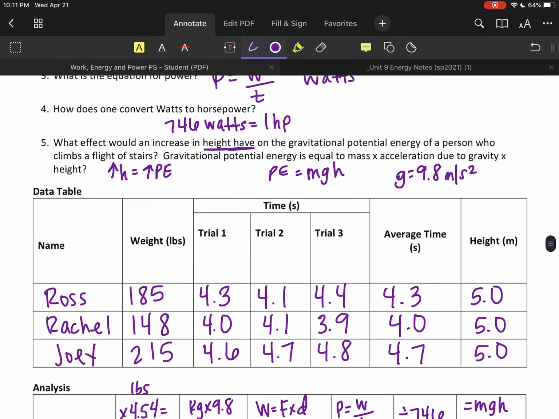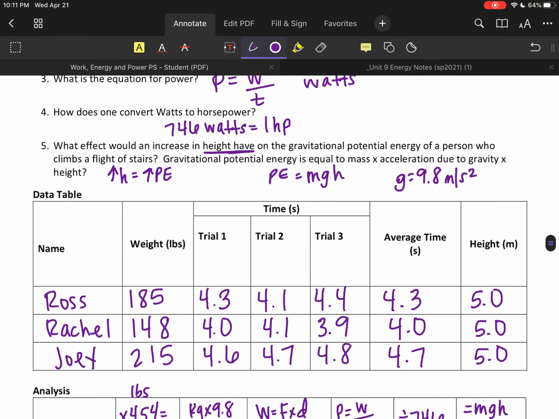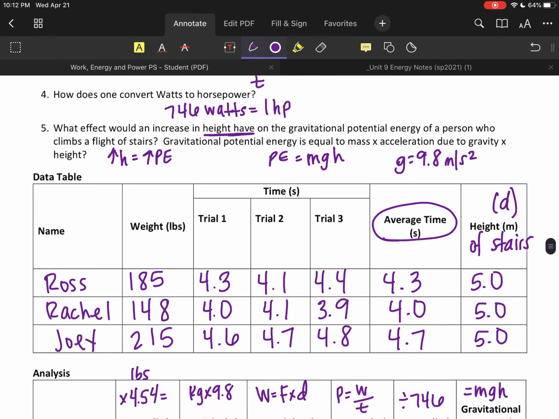So let's look at our actual data table. I have some people, Ross, Rachel, and Joey. They have run up a set of stairs a couple times, and I've measured how long it took. So they moved their body from one place to another. I know they're doing work because they moved a certain distance. And that distance is the height of the stairs, which is 5 meters. I timed them. They did it 3 times, and I took their times and got their average time. So this is the time that I'm going to use in all my calculations.